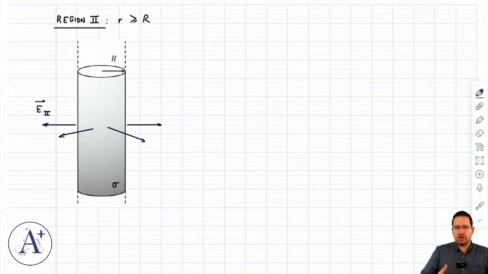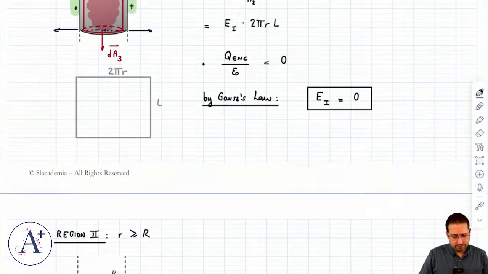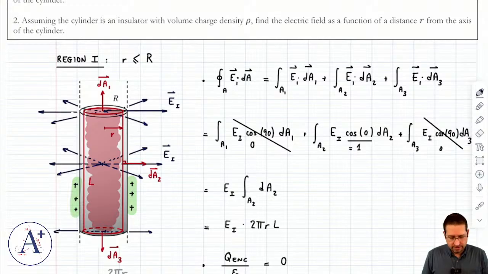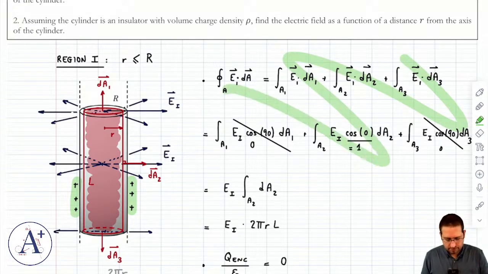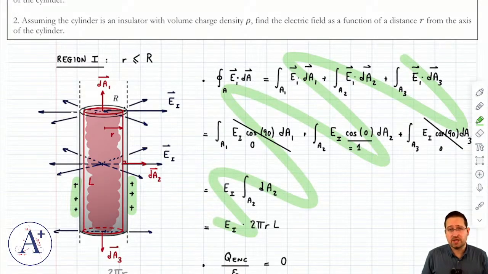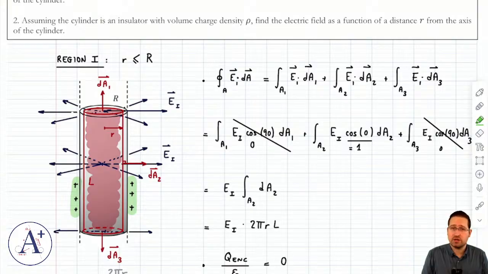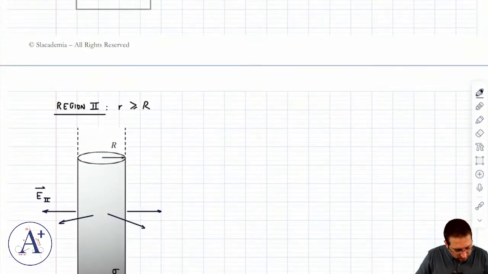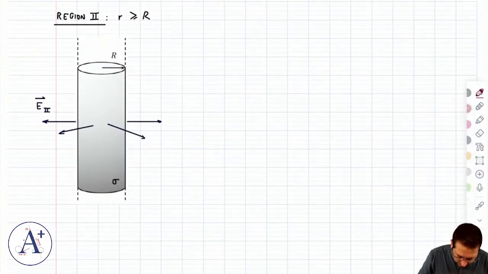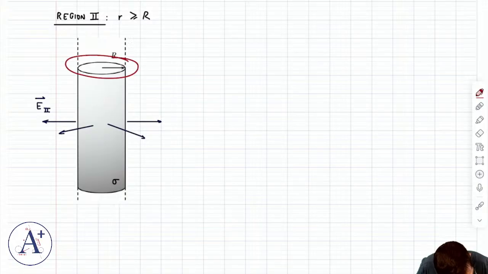And I'm not going to draw all of them because if it's the same thing as before, it turns out this is going to be the same thing again. Flux will not change between region 1 and region 2. The only thing that will change is the amount of charge that you enclose. So let's not skip ahead too quickly. Let's set this up as if we maybe did not realize that yet.